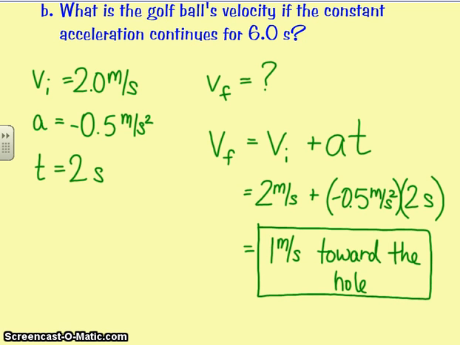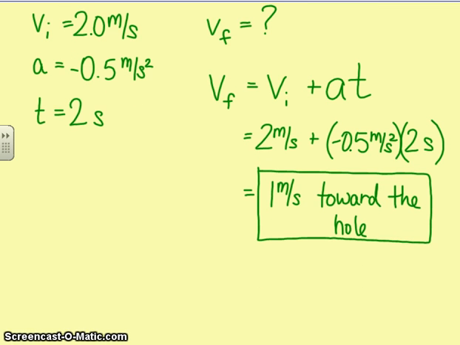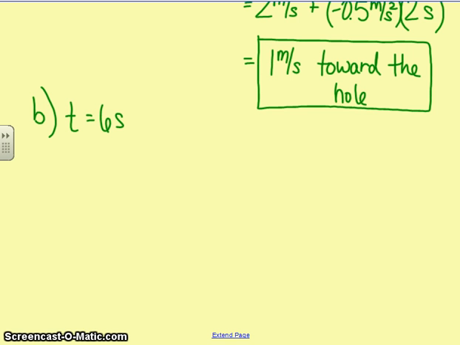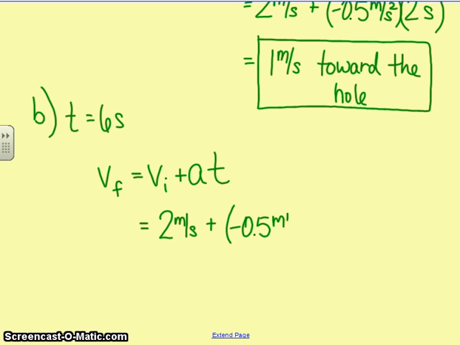Moving on to part B, it says, what is the golf ball's velocity if the constant acceleration continues for 6 seconds? So in part B, I have the same initial velocity, the same acceleration, but 6 seconds as my time instead now. I will use that same equation, v final equals v initial plus acceleration times time. My initial velocity is still 2 meters per second. My acceleration is still negative 0.5 meters per second squared. My time is now 6 seconds.